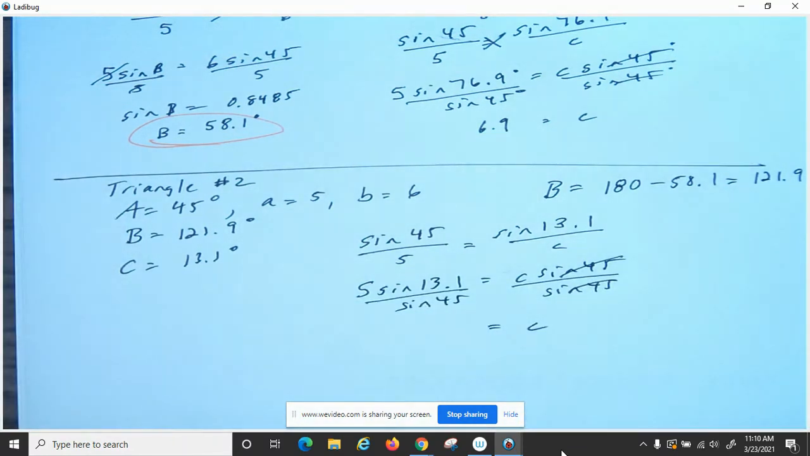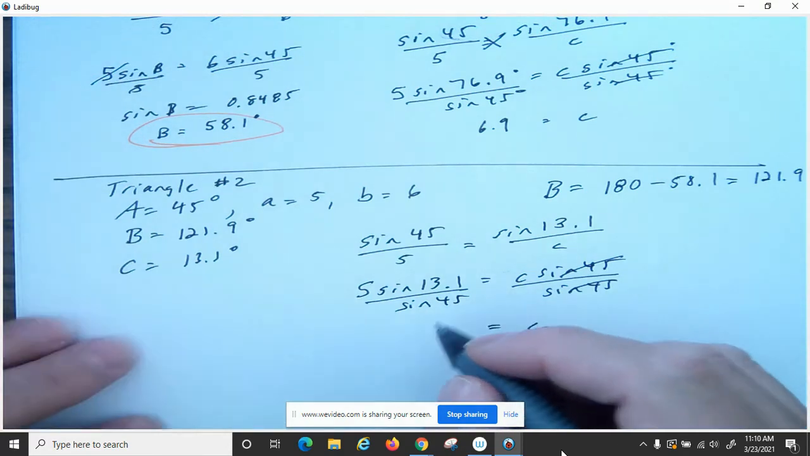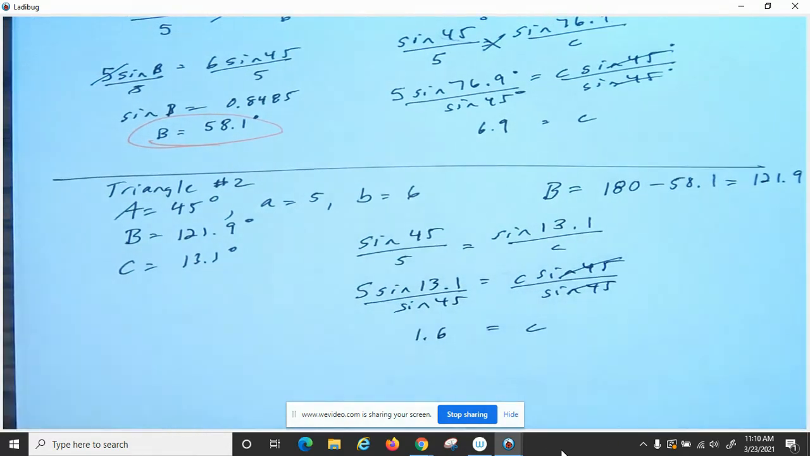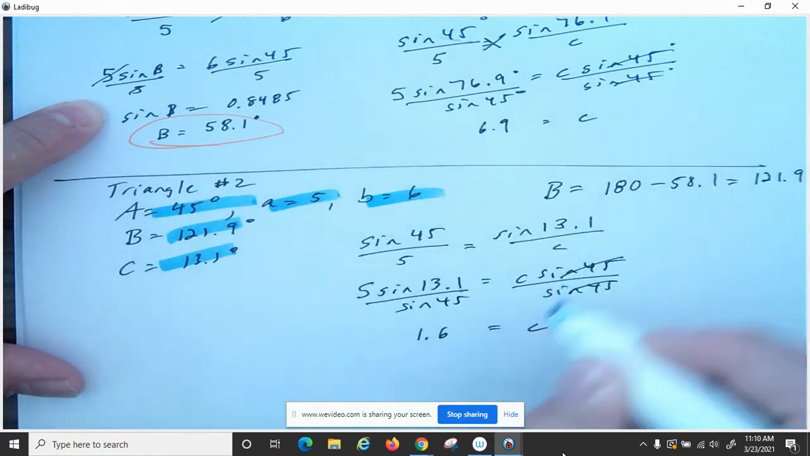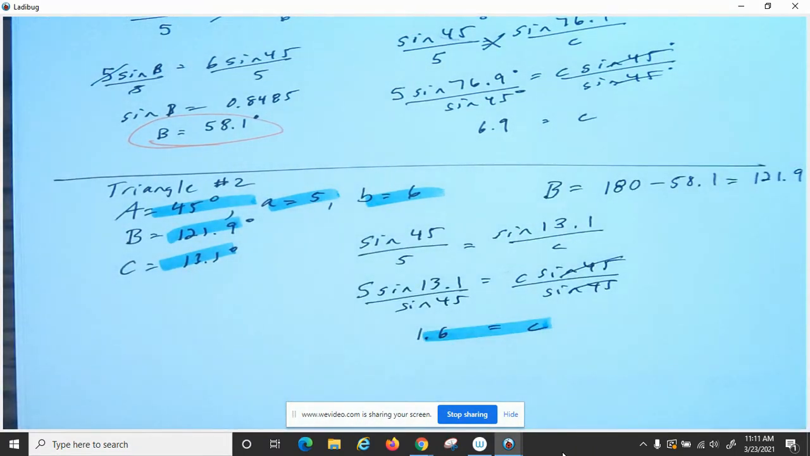Okay, so 5 times the sine of 13.1 divided by the sine of 45, and I get 1.6 for side C. All right, so now I have all the information I need, and I've completed triangle number 2. I've got the 3 angles, I've got 3 sides, and that is example number 1 for an ambiguous case. I am going to do one more example.